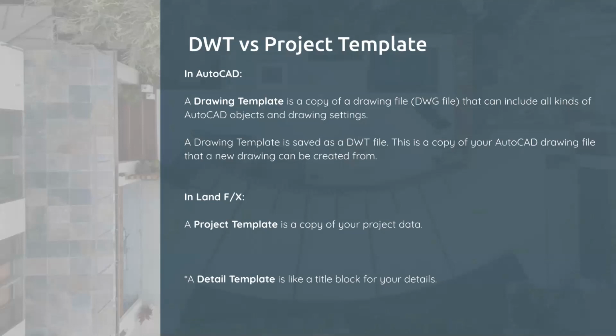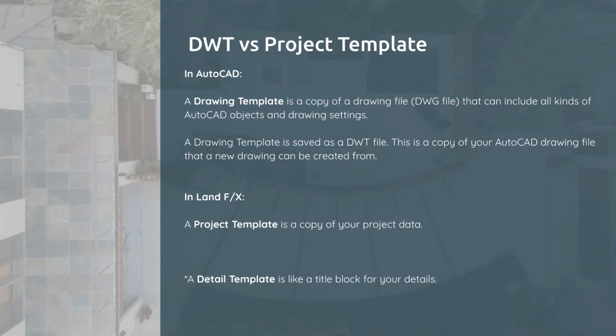When we're working in Land F/X, of course, we're also working in AutoCAD. In AutoCAD, a drawing template is a copy of a drawing file, or a DWG file, that can include all kinds of AutoCAD objects and drawing settings. The drawing template is saved as a DWT file. Basically, it's just a copy of that DWG. Whereas in Land F/X, you will also be working with a project template, which is a separate template from your drawing template. This is just a copy of all of that precious data in your project.